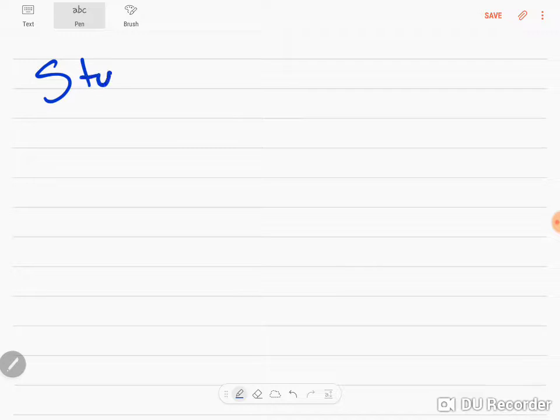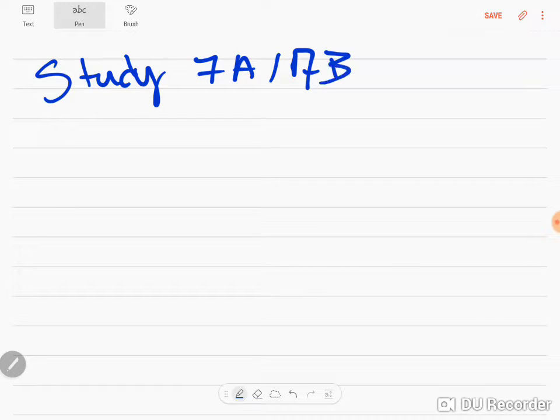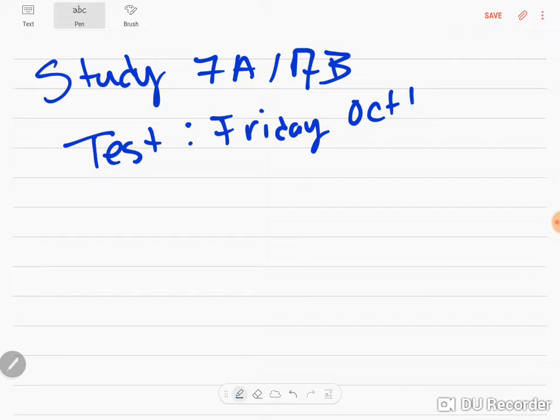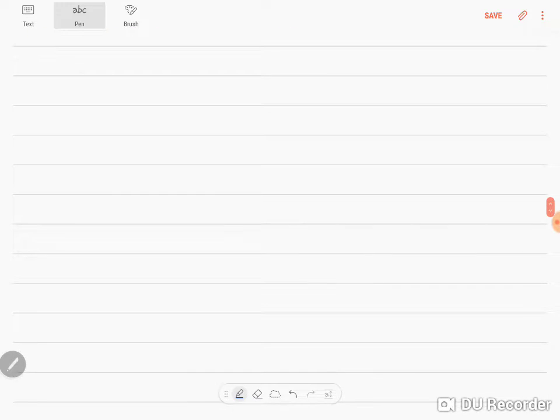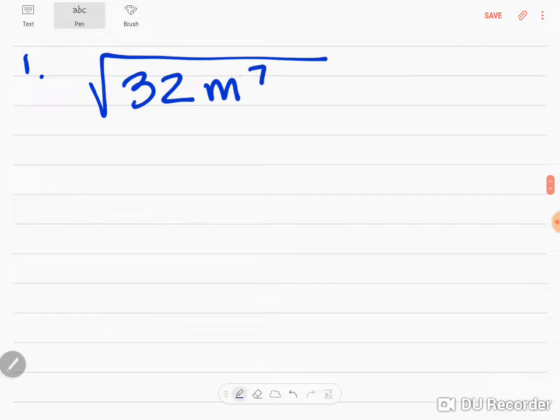This is the study guide for 7A, 7B, and your test is Friday, October 12th. All right, it's tomorrow. Number 1 says the square root of 32m to the 7th power n to the 10th.